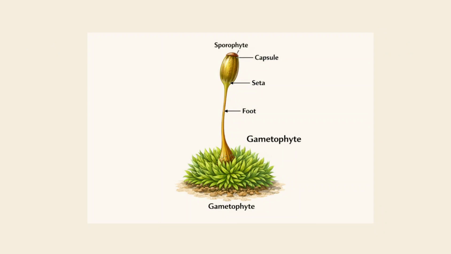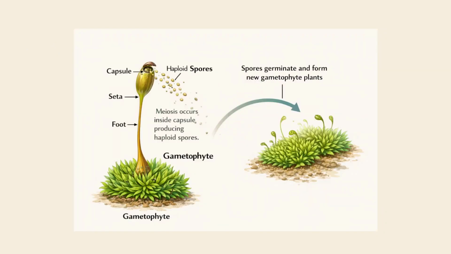The sporophyte is differentiated into three parts: foot, seta, and capsule. Inside the capsule, meiosis occurs and produces haploid spores. These spores germinate and form a new gametophyte plant.